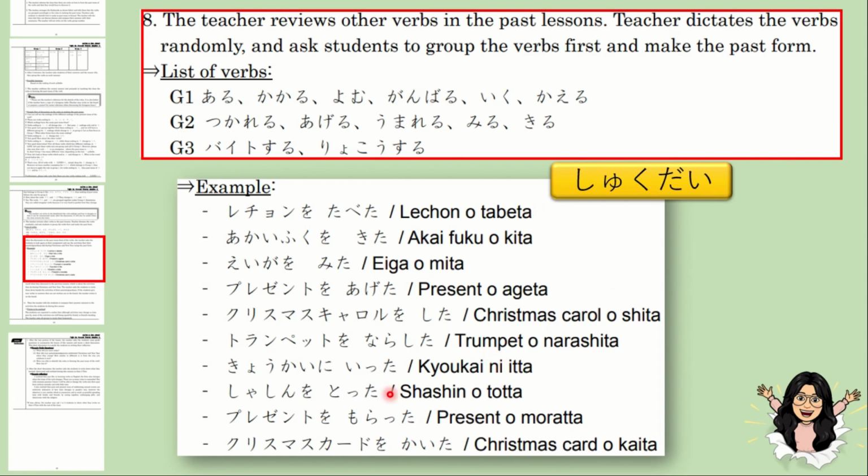And based on our shukudai from earlier, if it's lechon no taberu, we are going to change now the present form of the verb to past tense. So this one is now lechon o tabeta. Same follows for the rest of the activities, like akai fuku o kita, and so on and so forth.